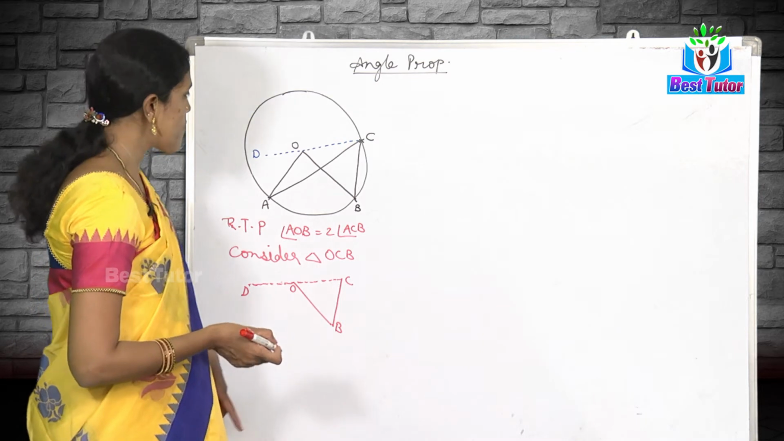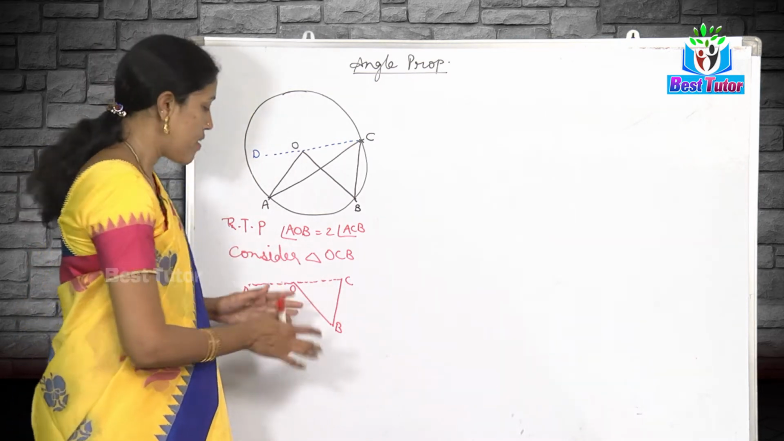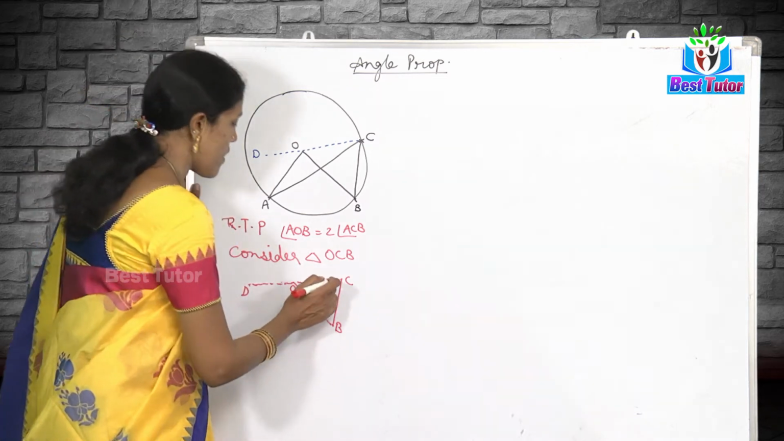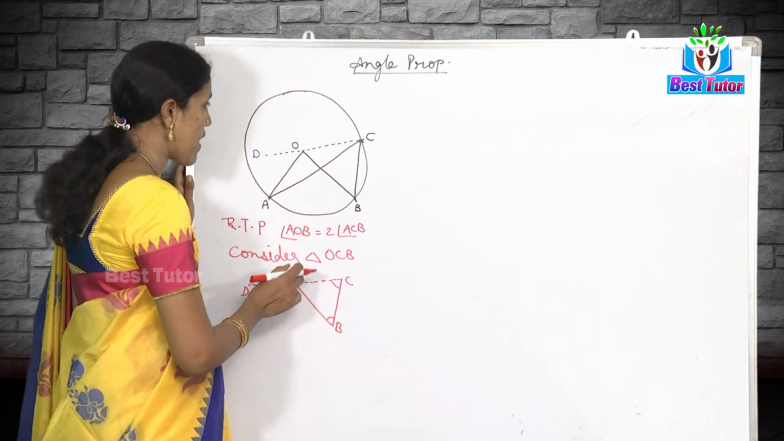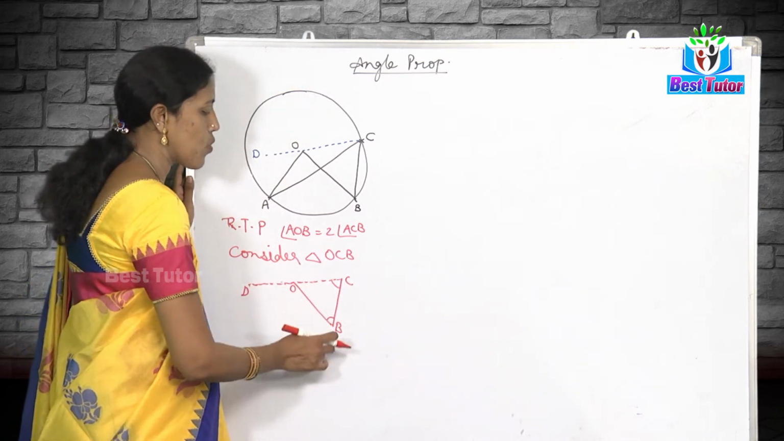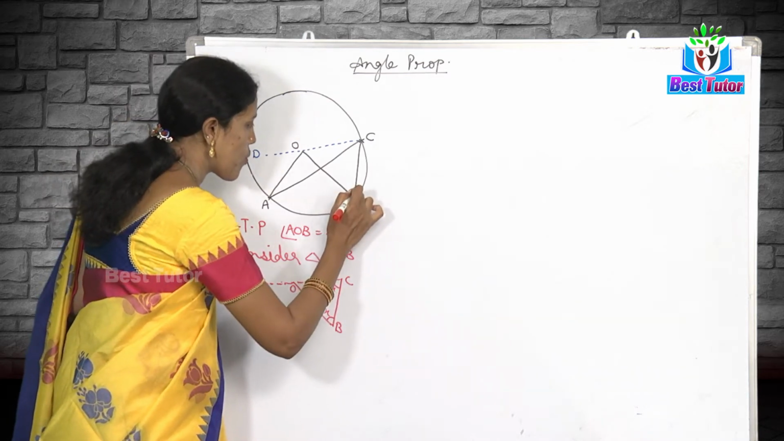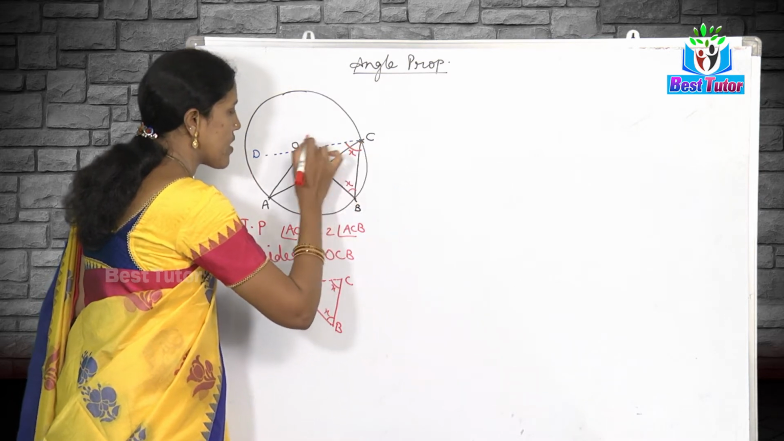Now, observe carefully. OC and OB are the radii of the circle, so those two are equal. Therefore, triangle OCB becomes an isosceles triangle. So, angles opposite equal sides are equal. So, angle OCB is equal to angle OBC. Let me assume that they are x. So, here angle OBC is equal to x and angle OCB is equal to x.